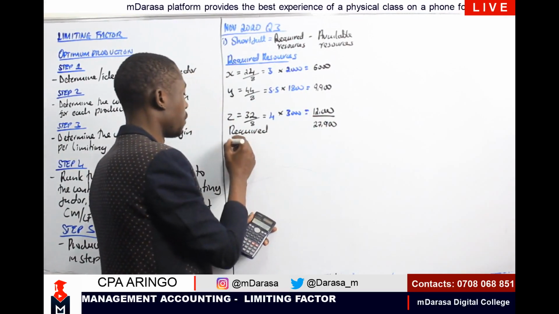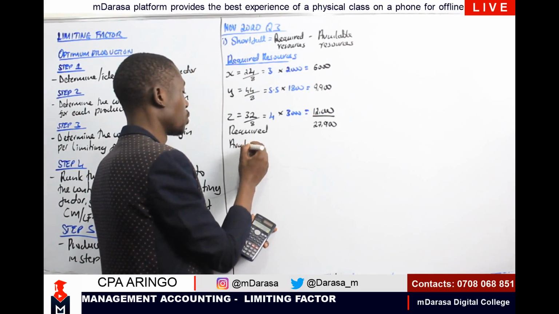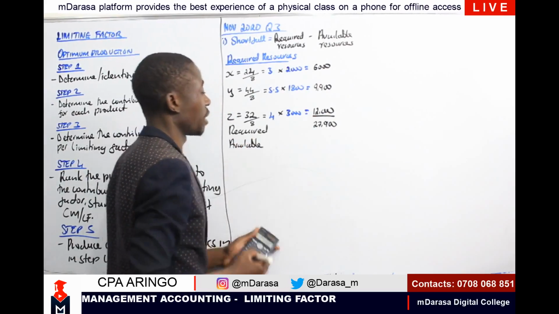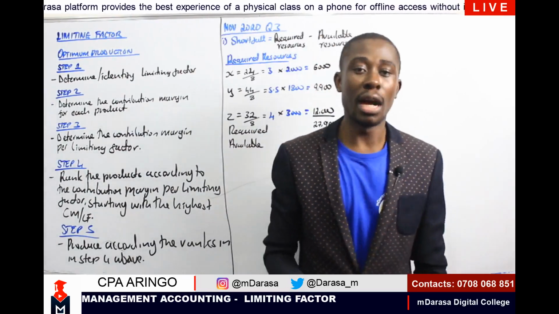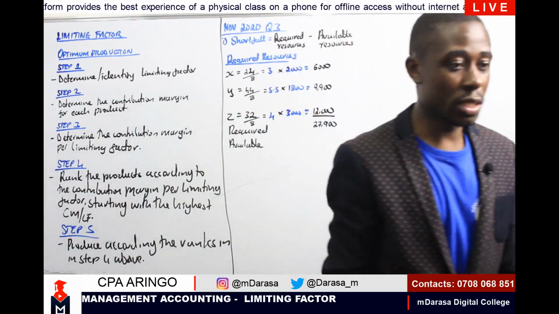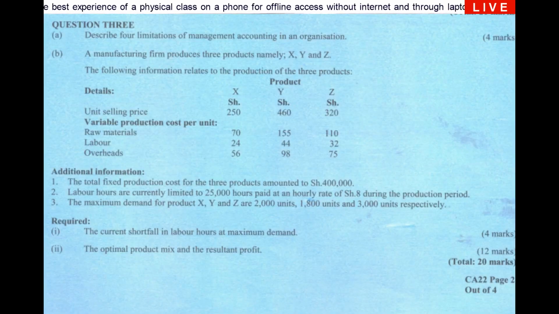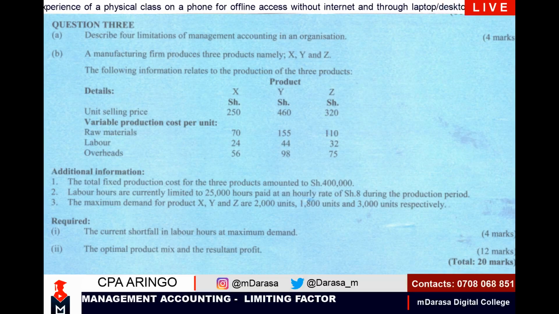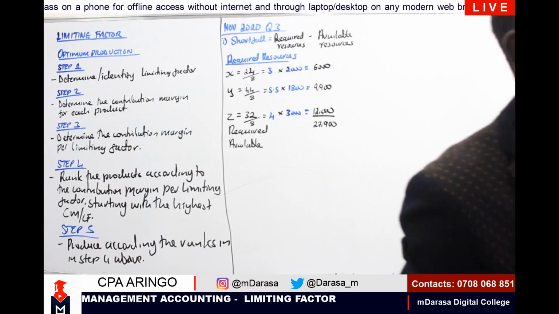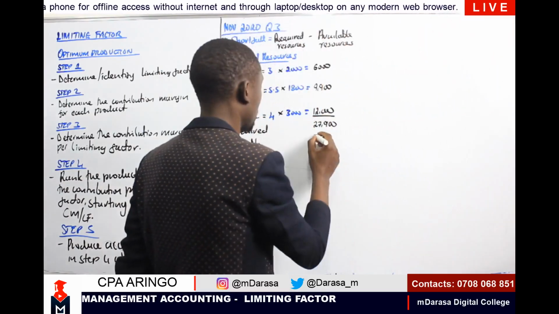What about available hours, my good students? Look at that case. In our question, you are given that the company only had how many hours? Note number 2: labor hours are currently limited to 25,000 hours. So I'm having only 25,000 hours.